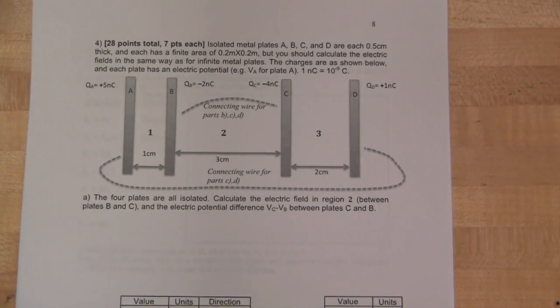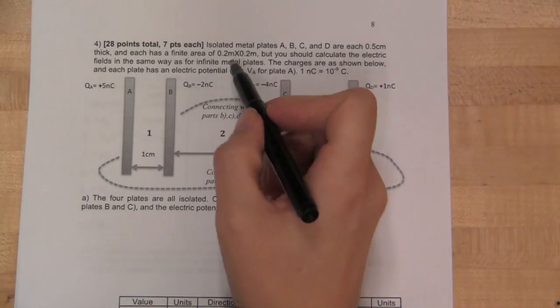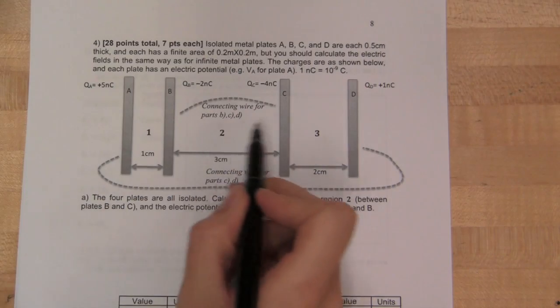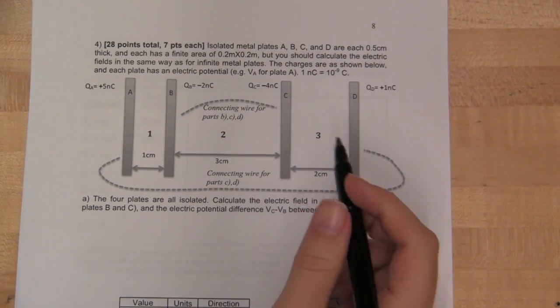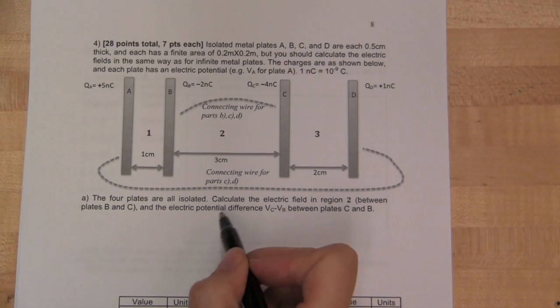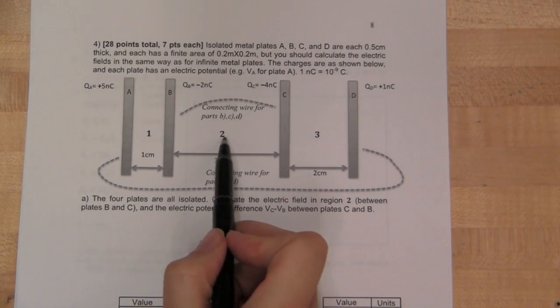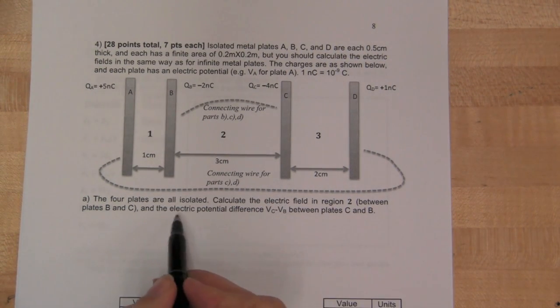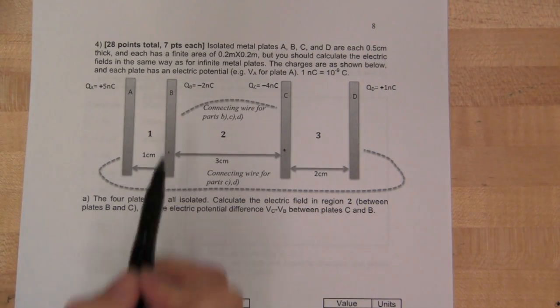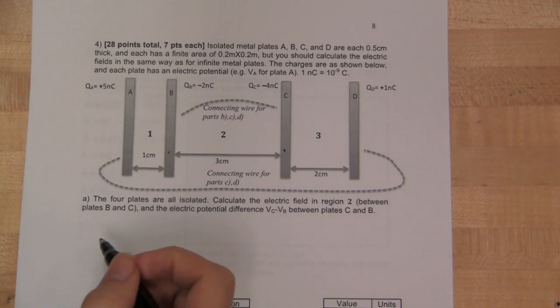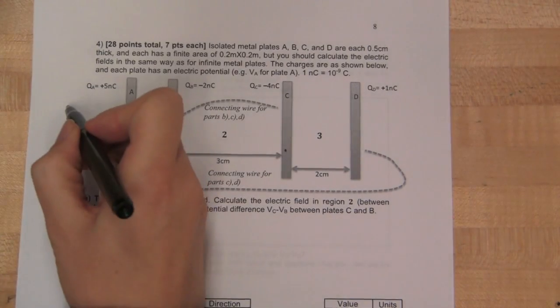Okay, this is part 4 of this semester's exam. You've got 4 metal plates with some charges on each one, and they're initially isolated. You're supposed to calculate the electric field in region 2, so in this region here, and the electric potential difference between plate C and plate B. So you have 4 plates.